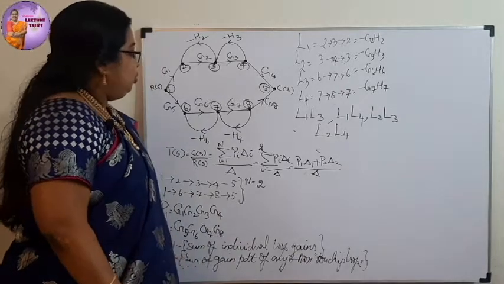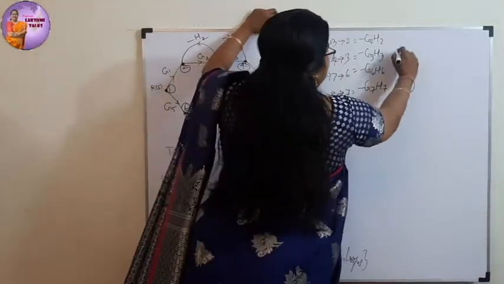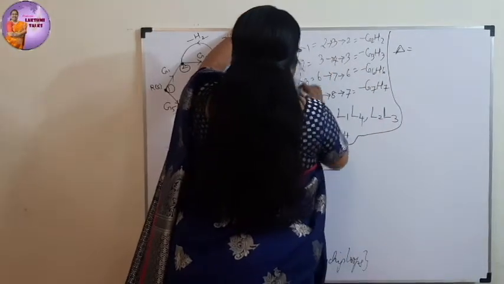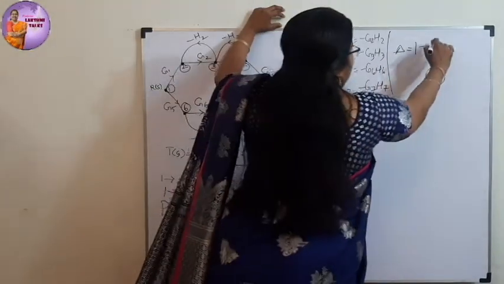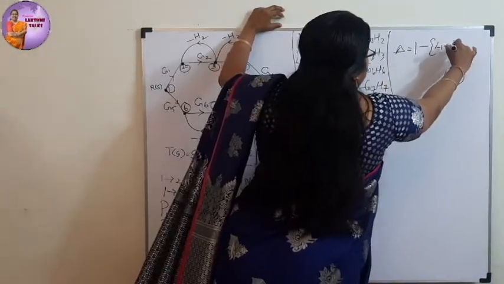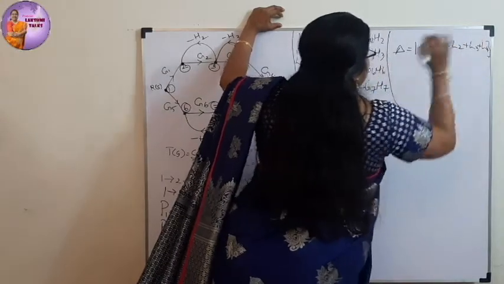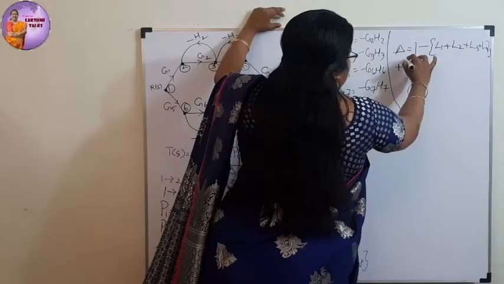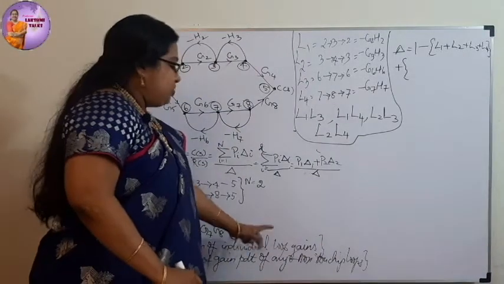What are the individual loop gains? For example, if you want to find out this delta, it is nothing but one minus sum of individual loop gains, right? What are the individual loop gains? L1 plus L2 plus L3 plus L4. Okay, these are the individual loop gains. Next, what is it? Plus sum of gain product of any 2 non-touching loops.